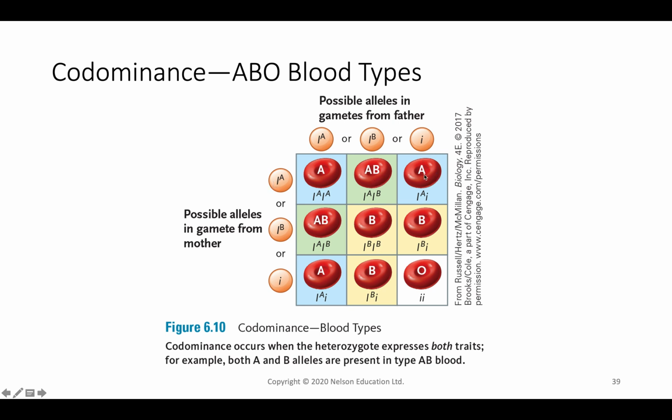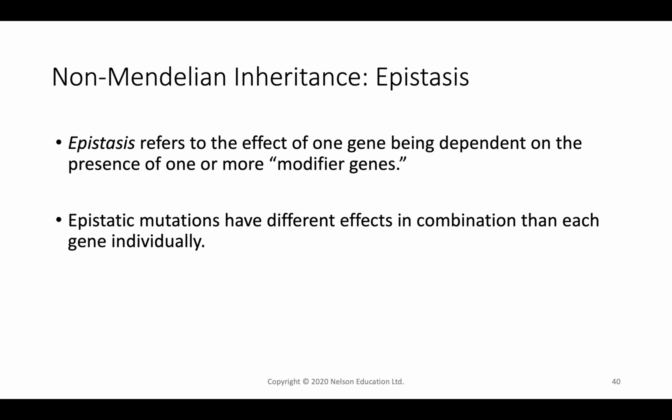we express as A. If we have the B and the A, we're going to express as AB, same as here. If we have the B and the B, we're going to express as B. If we have the B and the i, we're going to express as B. If we have, again, the A and the i, we're going to express as A. If we have the B and the i, we're going to express as B. And if we have the i and the i, we're going to express as O, right? So that is the way that these interact in terms of the genotypes and the expressions of the phenotype.